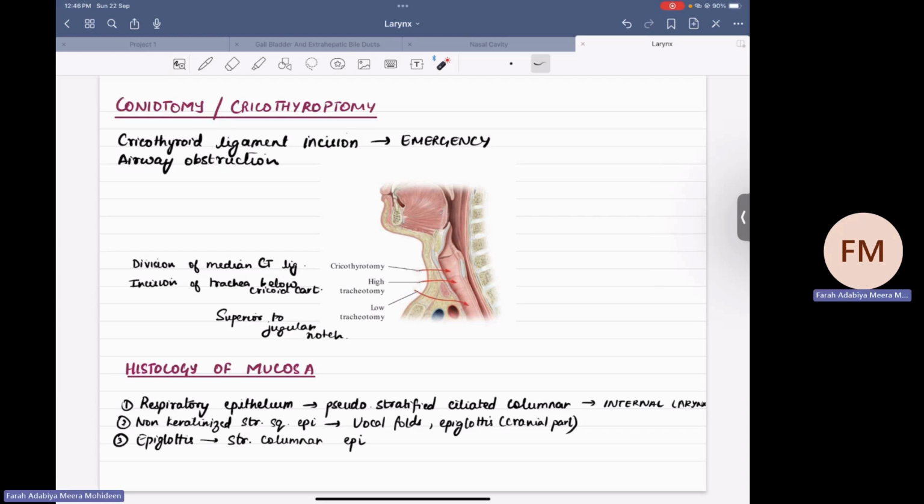Now, the histological aspect of the mucosal lining of the larynx: you have your respiratory epithelium, which is basically pseudostratified ciliated columnar epithelium that covers the internal part of your larynx. Then you have non-keratinized stratified squamous epithelium, which lines your vocal folds and the superior part of your epiglottis, and the rest of your epiglottis has stratified columnar epithelium.